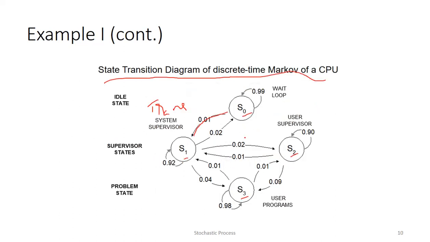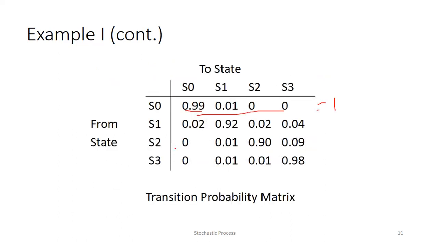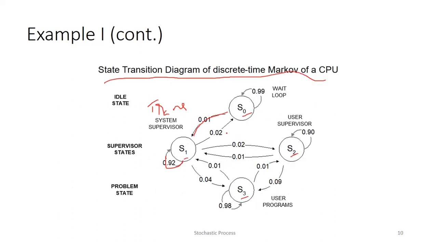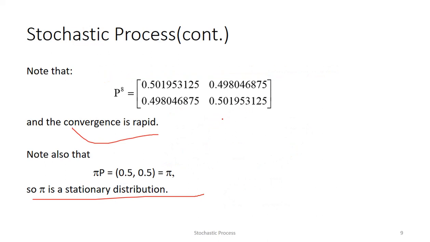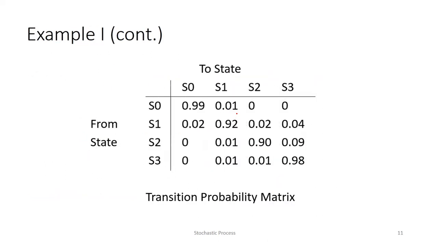Same thing you can understand for 1. From 1 to 1, probability is 0.92, which is here 0.92. Then here 1 to 0 is 0.02. Like this, you can prepare the transition probability matrix.